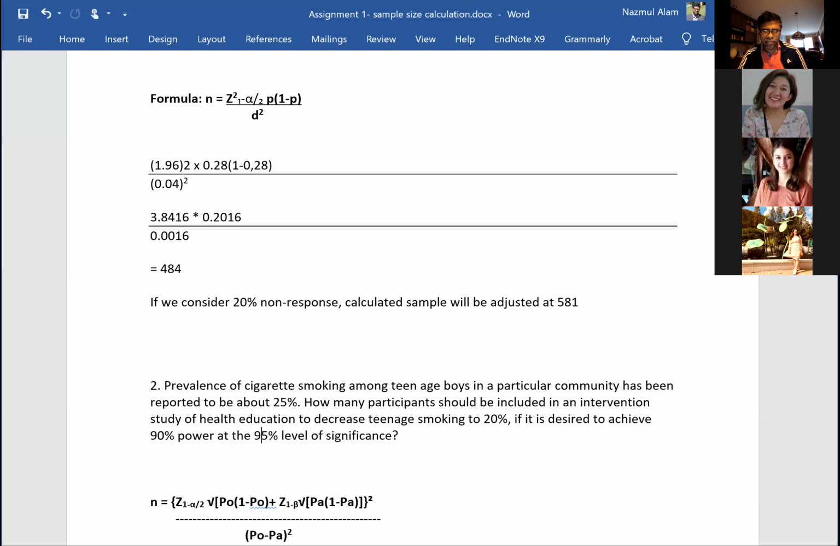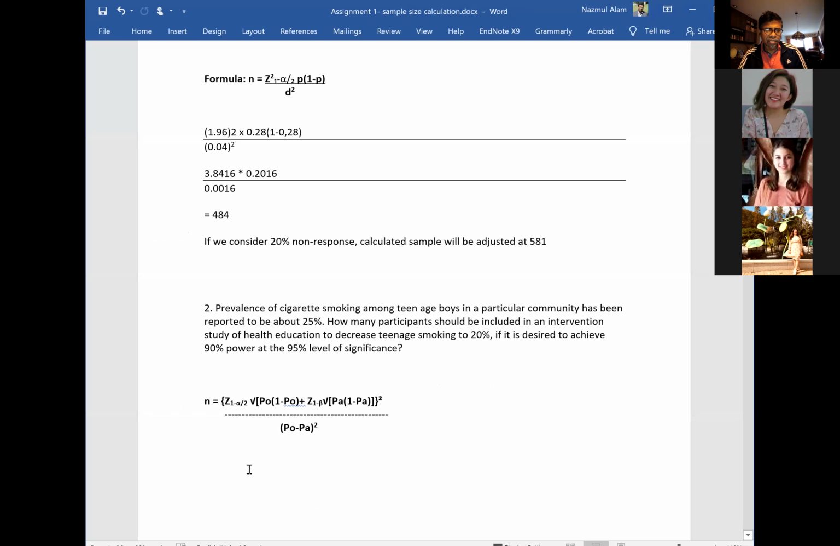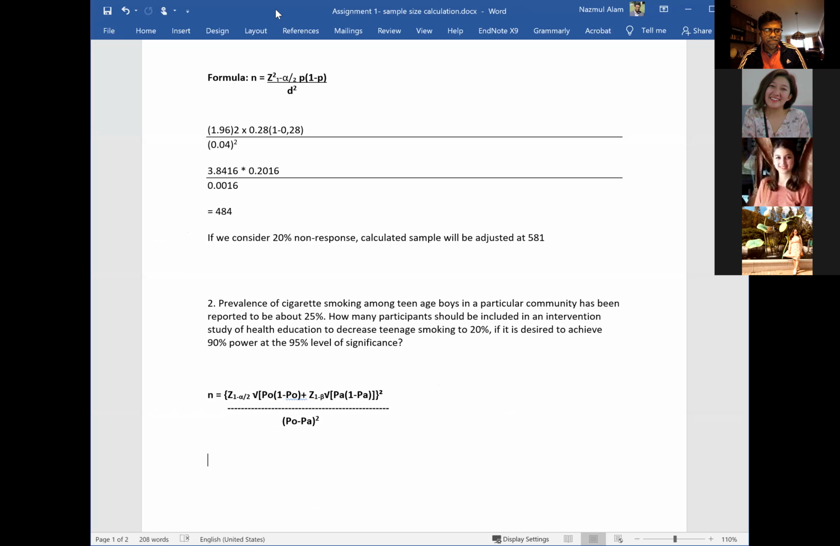You got 803. Okay, so let's see what is Amal's answer. 477.46. Is it like 1.96 times root of 0.25 times bracket 1 minus 0.25, plus then the second one is 0.2, right, 1 minus 0.2, and then all raised to 2, divided by 0.25 minus 0.2 whole square? That's true. Oh, then I did some calculation mistake, I guess.